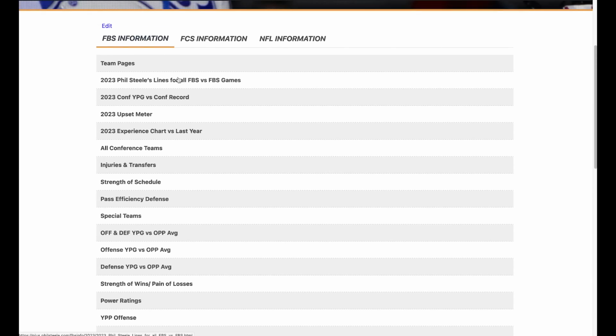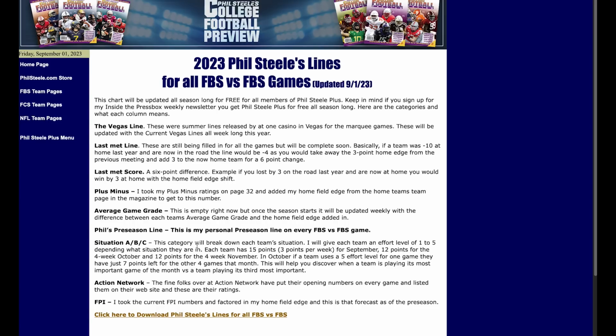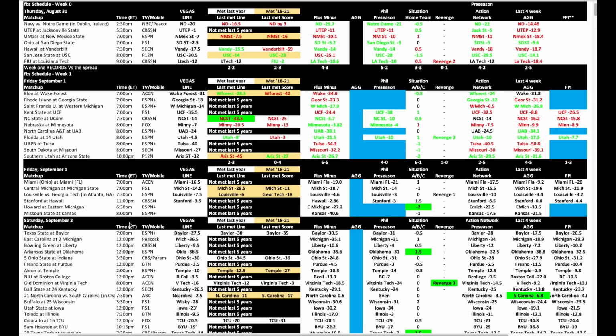This one's brand new. Phil Steele's lines on all FBS versus FBS games. It originally started with me putting up my preseason line on every game, but it's gone to so much more. Click right here to download, and look at this. You get the Vegas line for every game. You get, now this category, last met line, last met score.